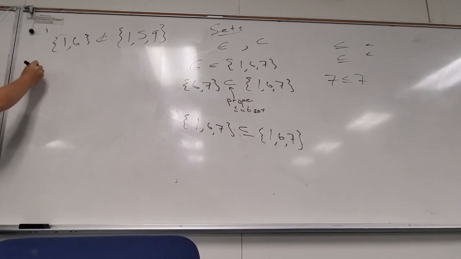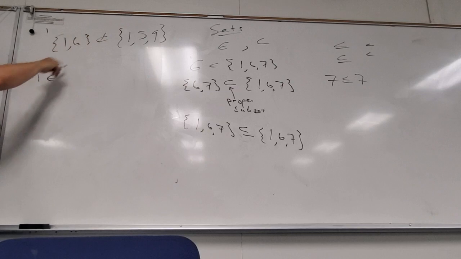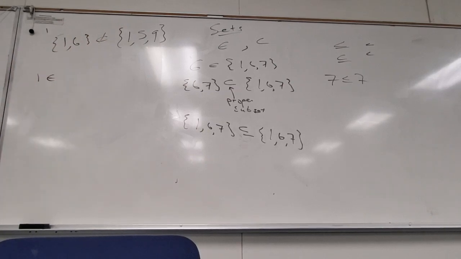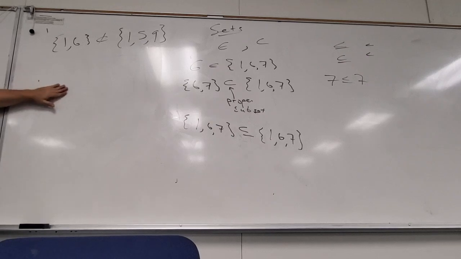No. I could say that 1 is an element of each of them. Element is for a single piece. It's for something that's denoted by commas. It's one of those things. An entire set gets its own set of symbols. Is that all right?